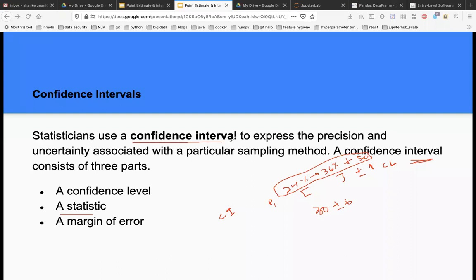Statisticians use a confidence interval, which is another form of interval estimate, to express precision and uncertainty associated with a particular sampling method. A confidence interval consists of three parts: a confidence level, which is 50% here, a statistic, which is 30%, and a margin of error, which is 6%. If I expand this, it becomes like this.